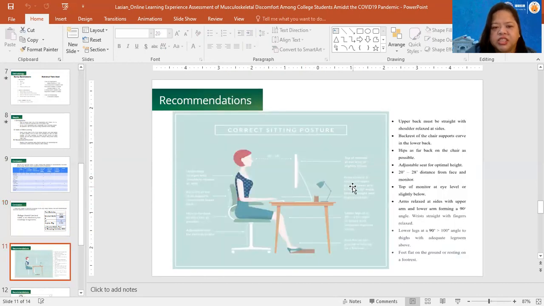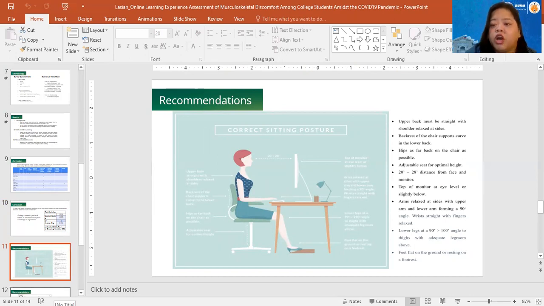For the recommendation, pardon us for the drawing, but we were able to identify like upper back must be straight with shoulder relaxed at side, backrest of the chair supports curve in the lower back, hips as far back on the chair as possible. Then recommended to have an adjustable seat for optional height, around 20-inch to 28 distance from face and monitor. So these are basically the ideal correct sitting posture that we are recommending during the time that they're having the online learning class.